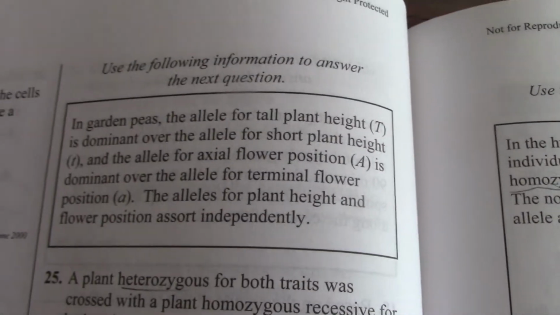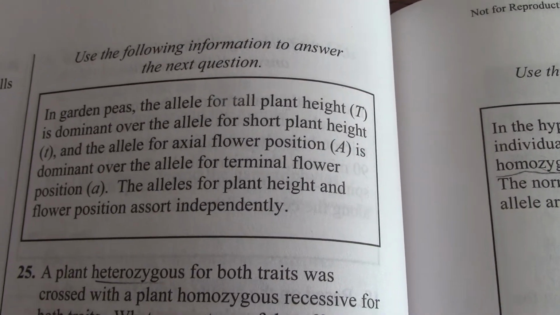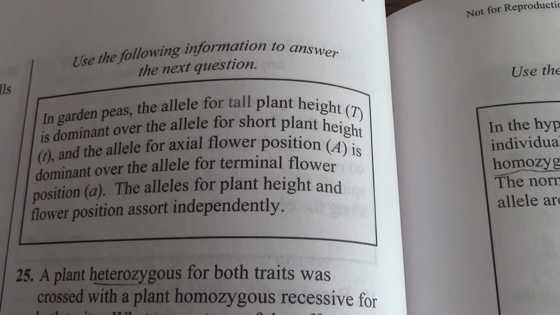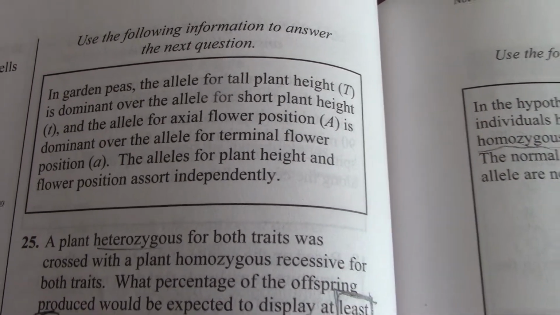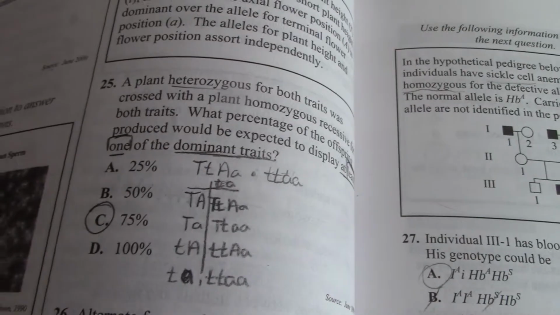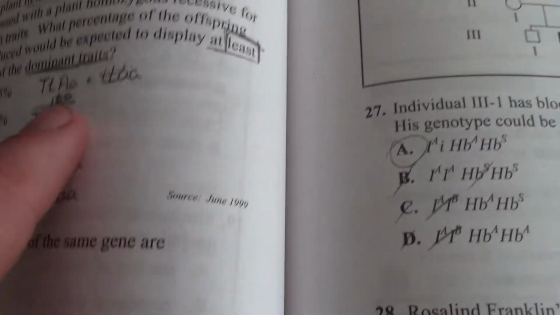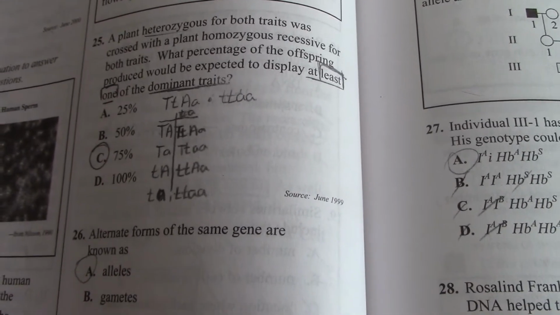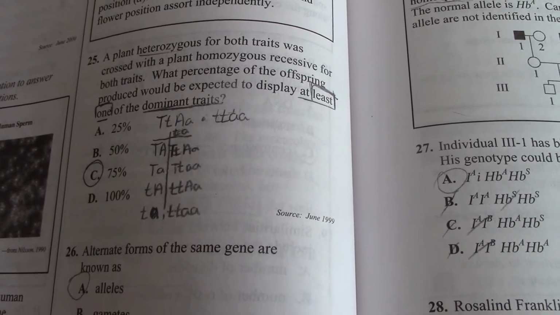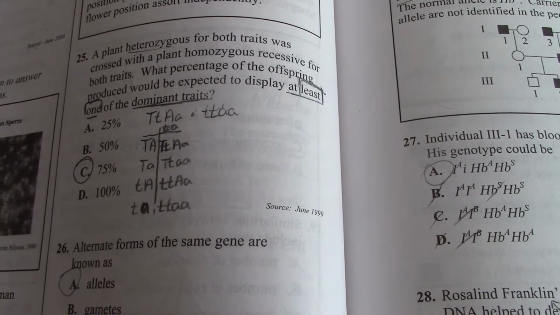Okay, let's look at page, this is in your key, page 98. And the question says, in garden peas, the allele for tall plant height is dominant over the allele for short plant height. And the allele for axial flower position is dominant over the allele for terminal flower position. Okay, so this says a plant heterozygous for both traits, so this right here, okay, is crossed with a test cross. What percentage of the offspring produced would be expected to display at least one of the dominant traits?